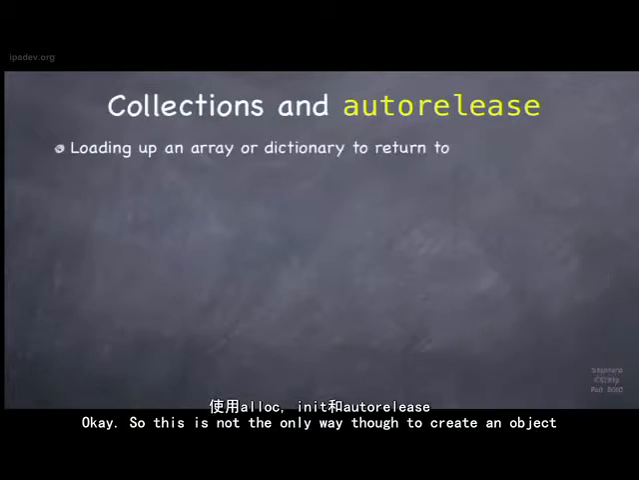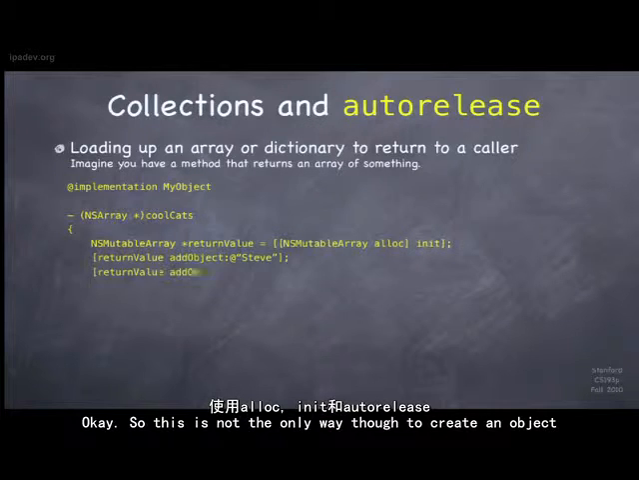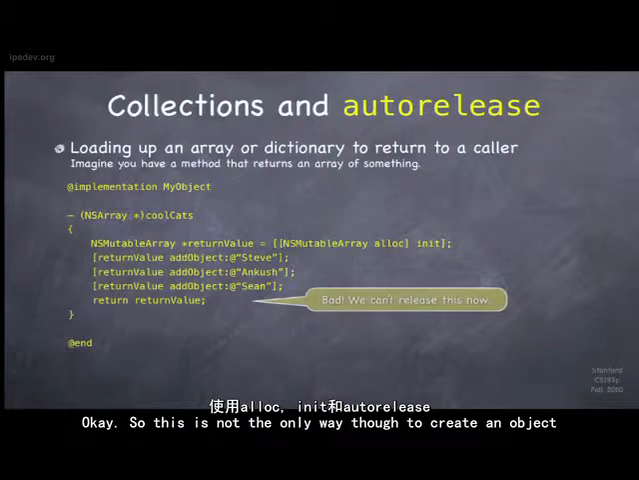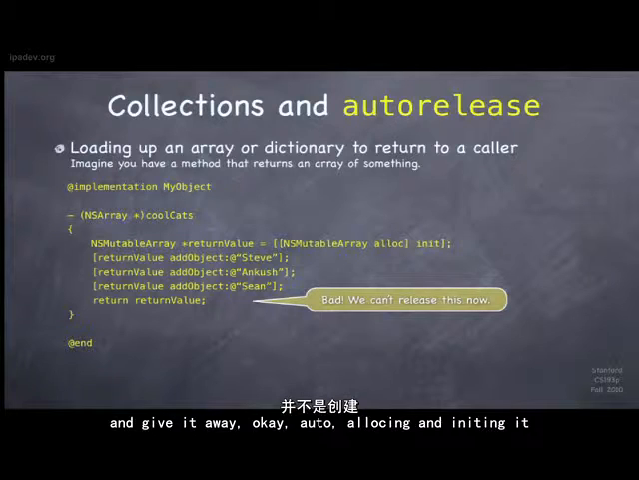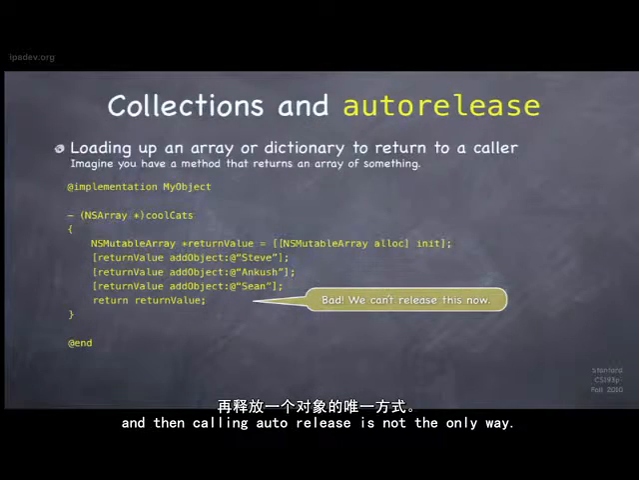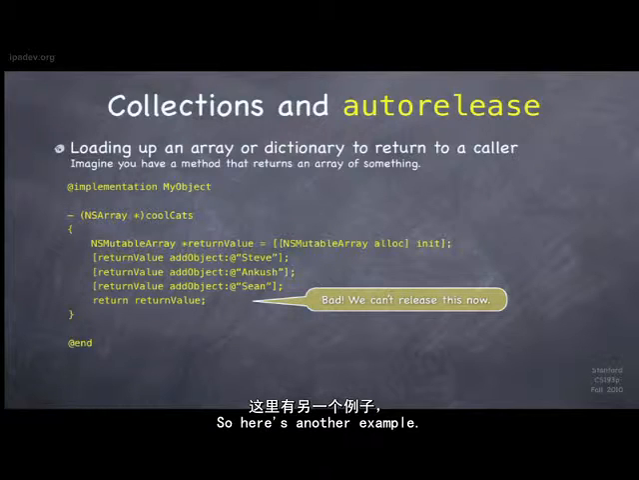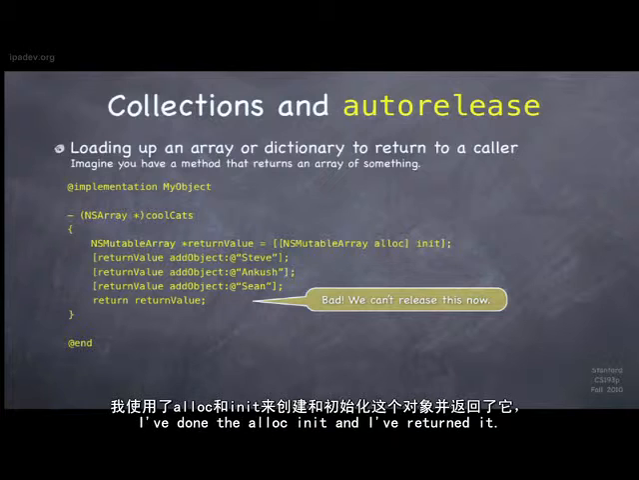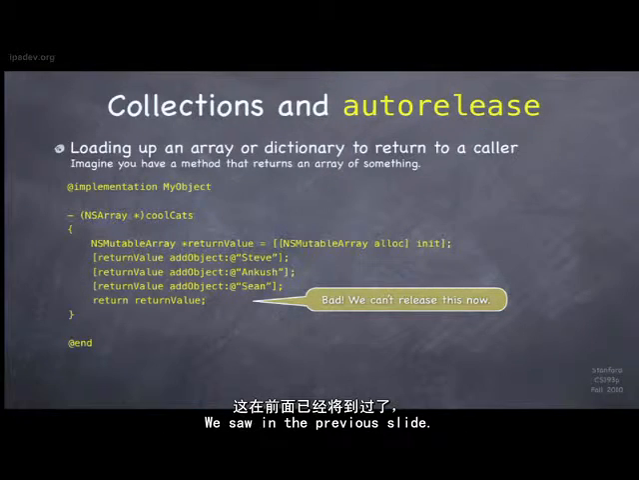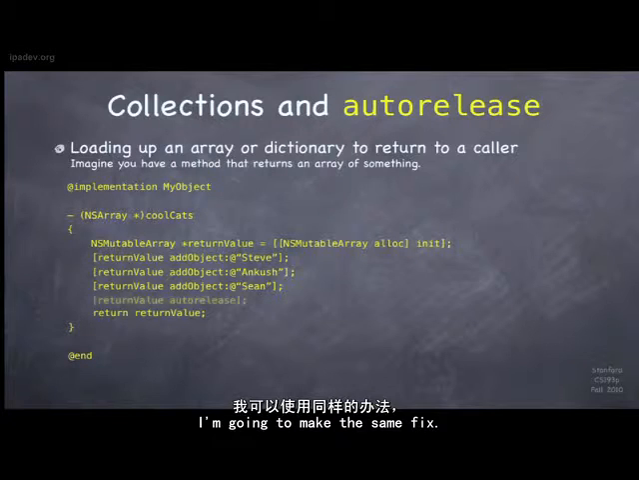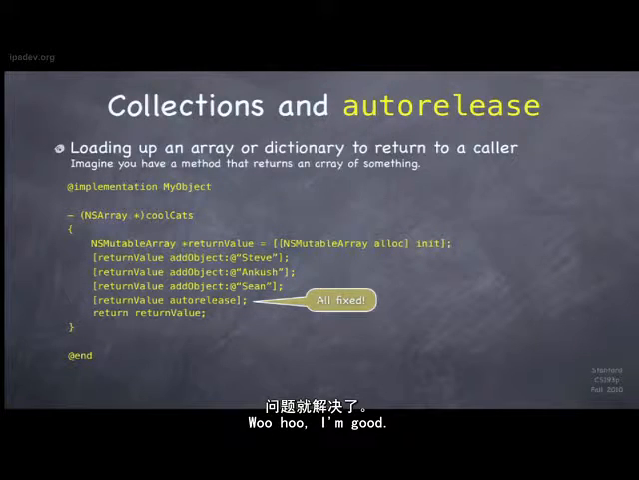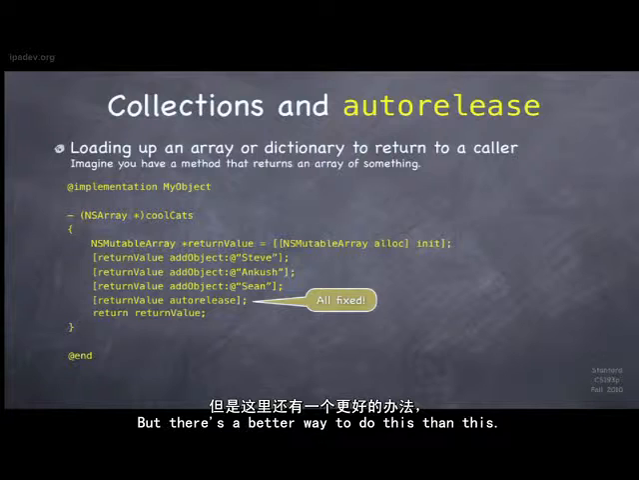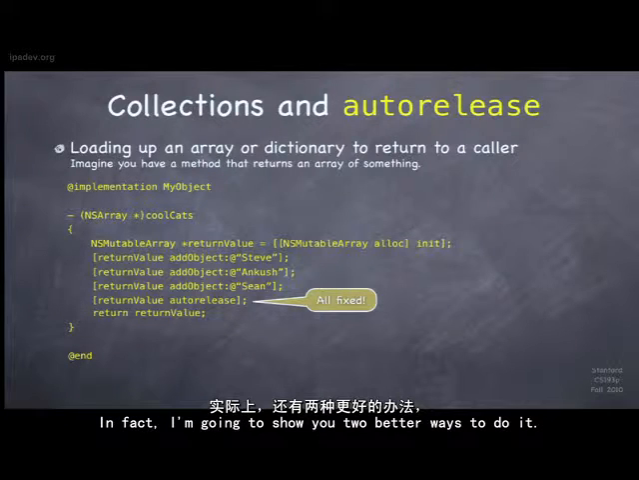Okay, so this is not the only way, though, to create an object and give it away. Allocating and initing it and then calling autorelease is not the only way. So here's another example. Here I've created an array of cool cats. Here I've done the alloc and init, and I've returned it. This is bad. We saw that on the previous slide. I'm going to make the same fix. I put autorelease. Woohoo, I'm good. But there's a better way to do this than this. In fact, I'm going to show you two better ways to do it.